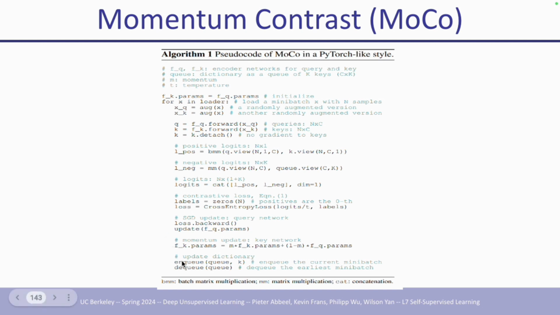And then you can see over here is where we deal with our queue. We enqueue the new keys that we got from this current batch, and then we dequeue if necessary. So once we've filled up our buffer, we want to remove the old examples.